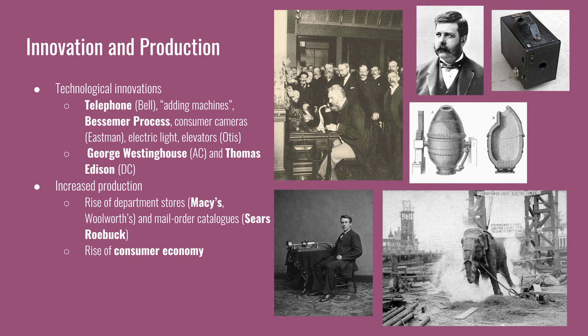Consumer cameras begin to be sold by the Eastman Camera Company, later known as Kodak. An example of what one looked like early in the 20th century is on the top right of the screen. They used to be called brownies because they were brown boxes with a roll of film inside of it. Once all the film had been exposed, the customer would send it to Kodak to get the pictures developed.